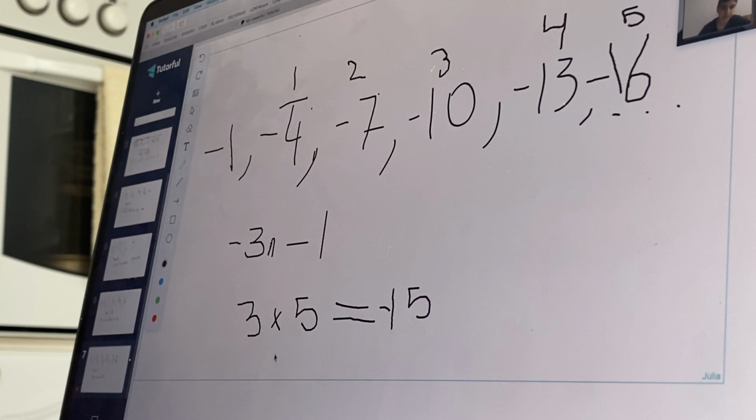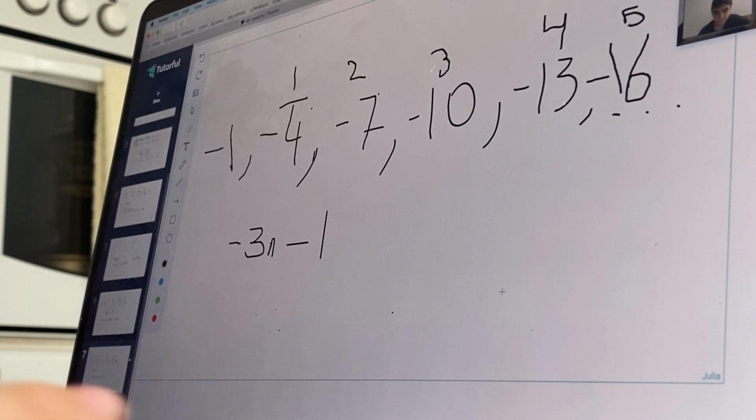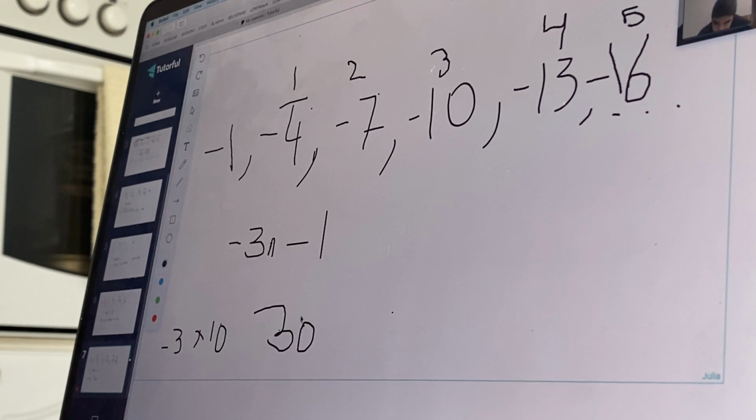Okay, how would you find the 10th term? See if you can use your times-table rule as well. 3 times 10, which is 30. 30, yeah, good. Remember they're negatives as well. Minus 3 times 10, good.